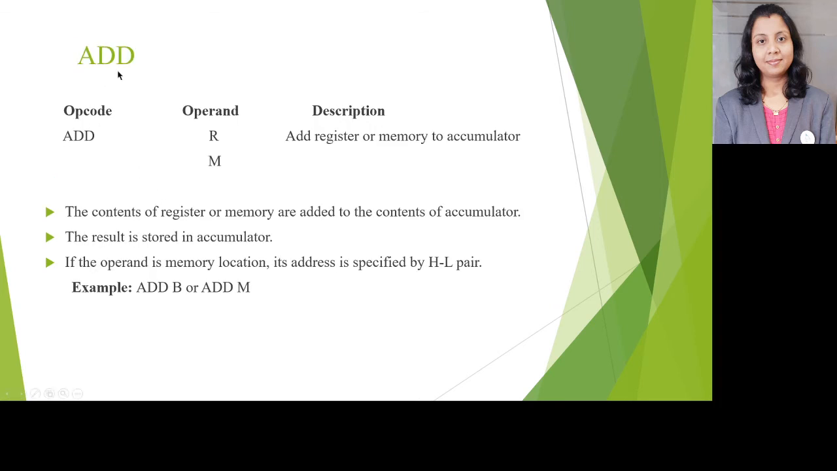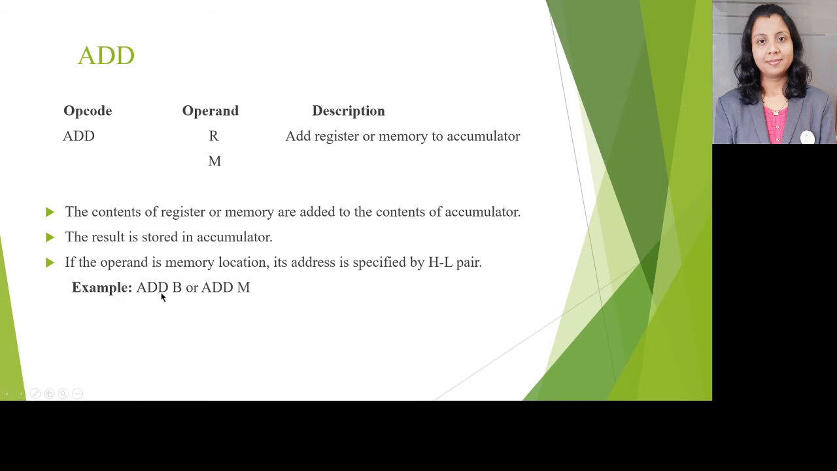The first instruction in the arithmetic group of instructions is ADD. This is a basic instruction. The opcode is ADD. Operand can be a register or memory. The description is: add the register or memory to the accumulator. The contents of the register or memory are added to the contents of the accumulator. The result is stored in the accumulator itself. If the operand is a memory location, its address is specified by the HL pair.